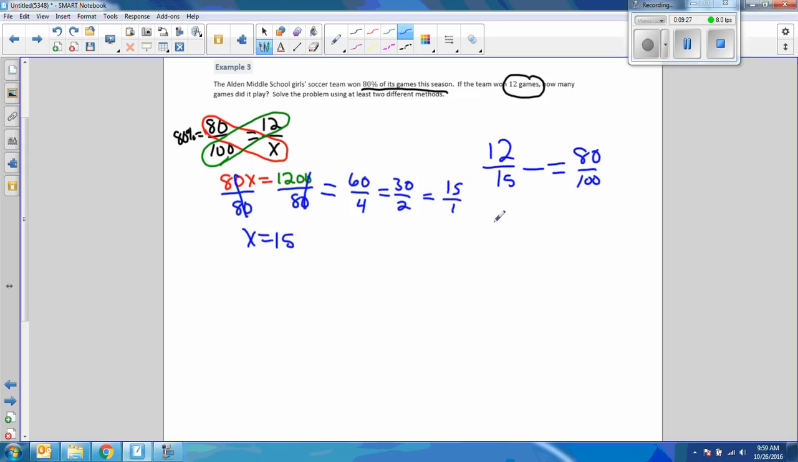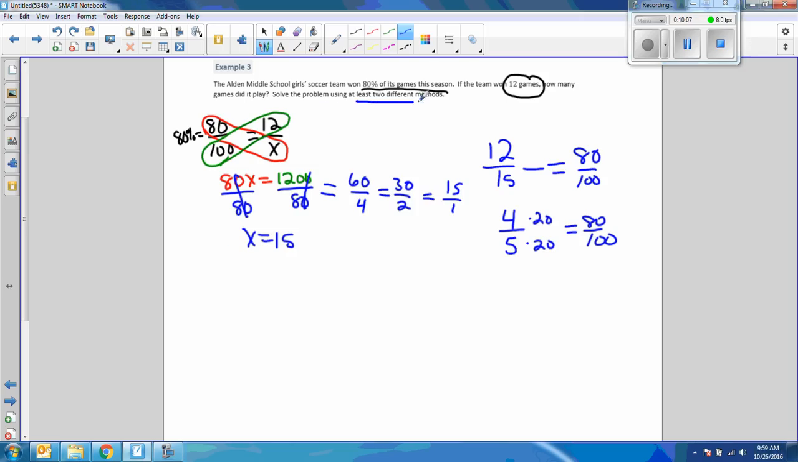Or we can reduce. Okay, what will go into 12? What will go into 15? 3 will go into 12 4 times. 3 will go into 15 5 times. This makes it easier. 4 times 20, 5 times 20, 80, 100. So rather than saying 15 and 15 and 15 and 15, reduce this and then see how many times that number will go into 100. Okay. There's one way.